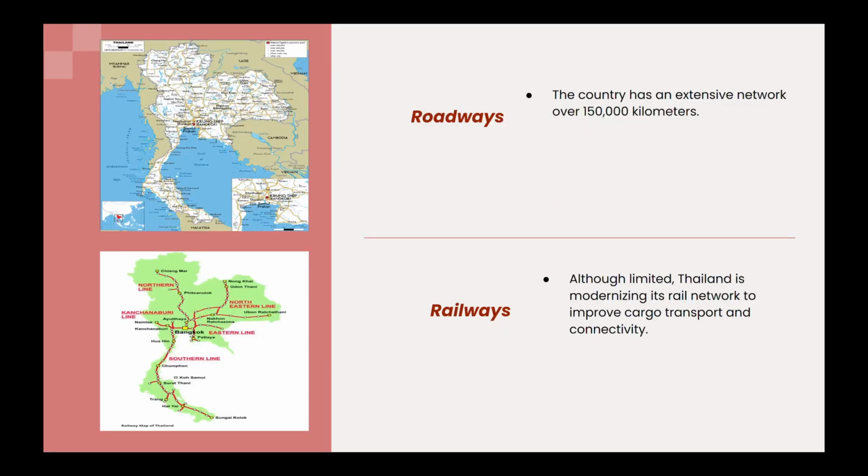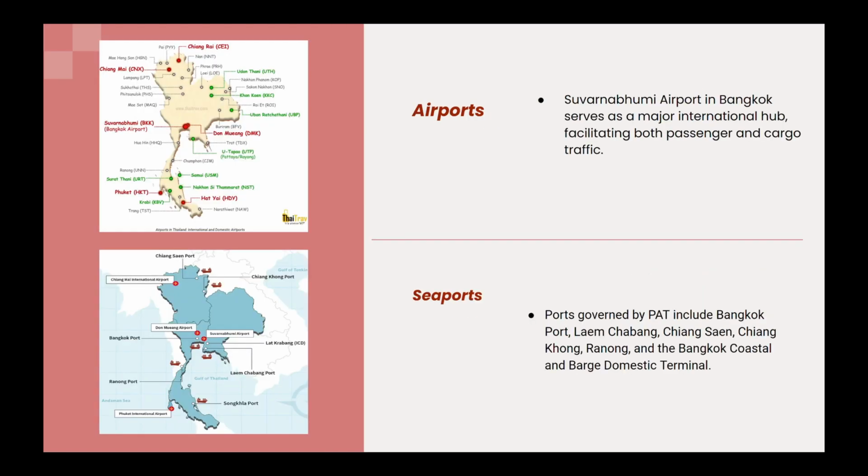Looking at the infrastructure, Thailand's transportation infrastructure features over 150,000 kilometers of roads, a modernizing railway network focusing on cargo efficiency, Suvarnabhumi Airport as its primary international hub, and several key seaports managed by the Port Authority of Thailand.